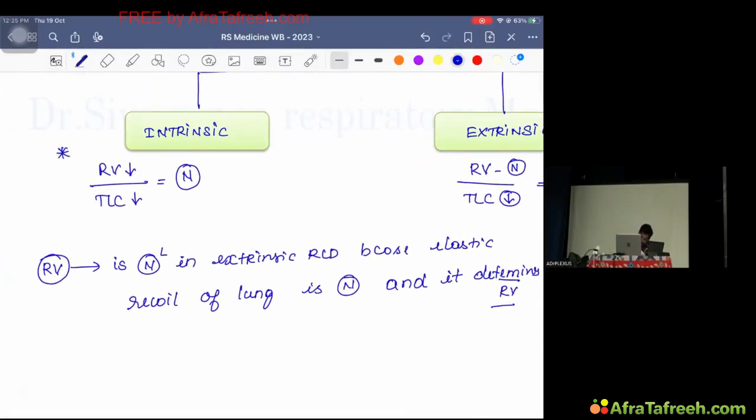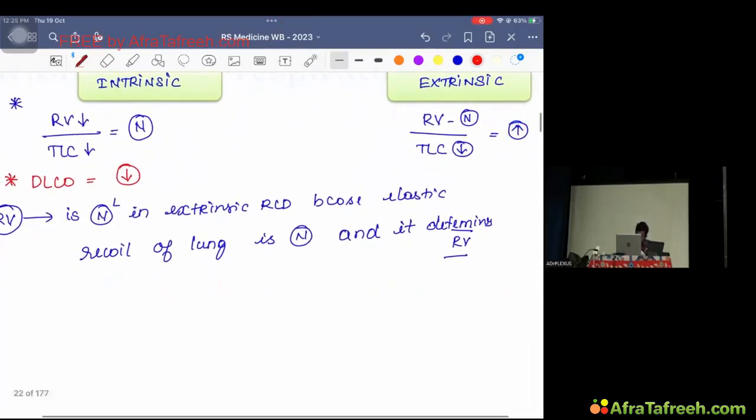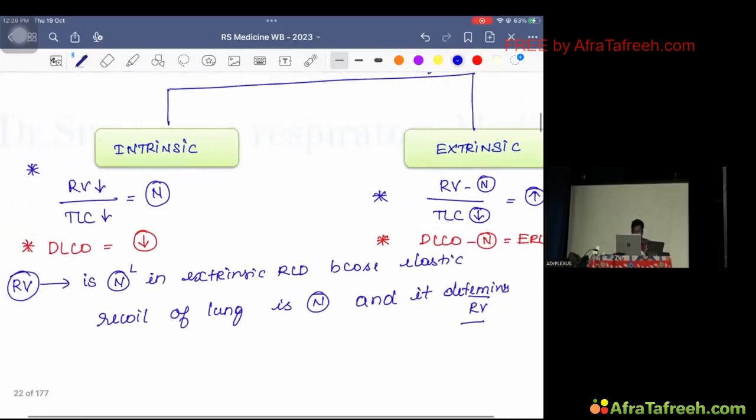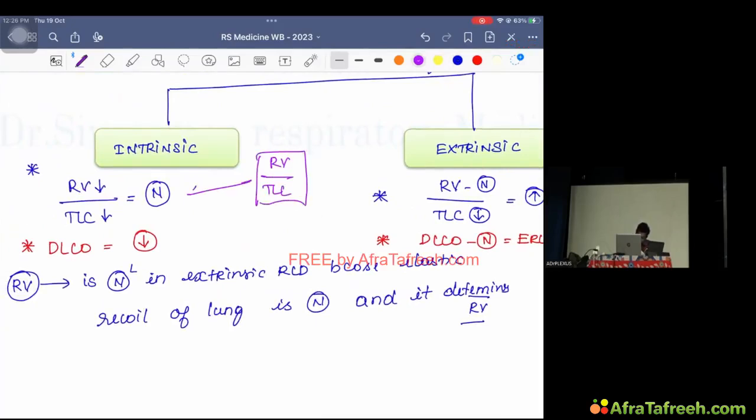One more parameter, which we'll discuss later, is DLCO. DLCO is decreased in intrinsic restrictive lung disease. DLCO is normal in extrinsic restrictive lung disease. This we will discuss later. But now you remember, you have to calculate RV by TLC. RV by TLC is normal in intrinsic and increased in extrinsic restrictive lung disease. This is very, very important.